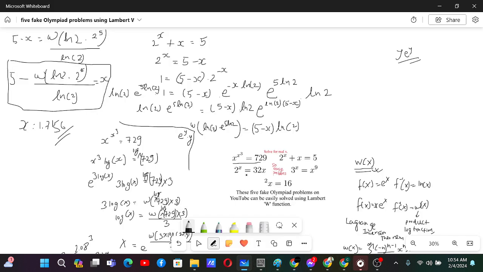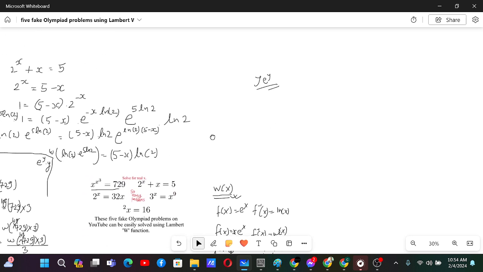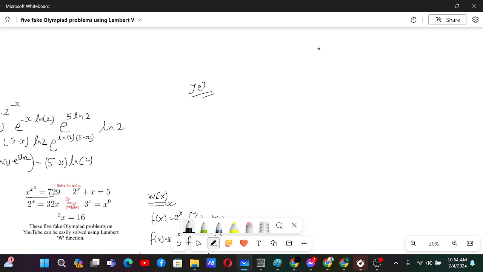Let's go to the next problem, this one. 2 to the power x equals 32x. Now for this problem it will be somewhat fun, because it doesn't only have decimal answers. It has two answers, and we will see how Lambert W can give two answers, and it has an integer answer as well. So for this problem 8 is also a solution, I guess. And let us see how we get that solution from the Lambert W function.